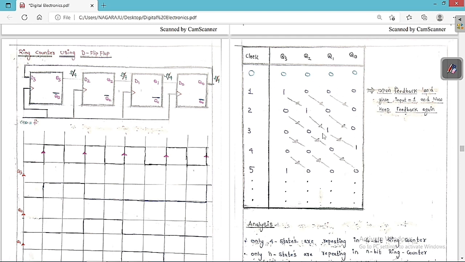So we are going to get a certain sequence. Now we are going to analyze this. You can see clearly that only 4 states are repeating in the 4-bit ring counter: 1, 2, 3 and 4. The next one is the same as the previous one. So for 4 bits, 4 states are repeating. This is a very important point: only 4 states are repeating in the 4-bit ring counter.